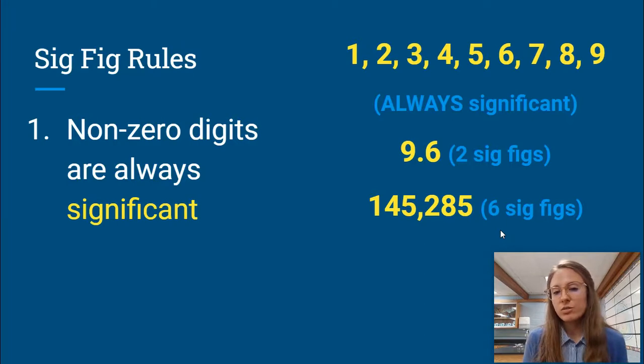The number 145,285, all of those numbers are non-zero digits. Therefore, all of those numbers are significant. So that number consists of 6 sig figs.